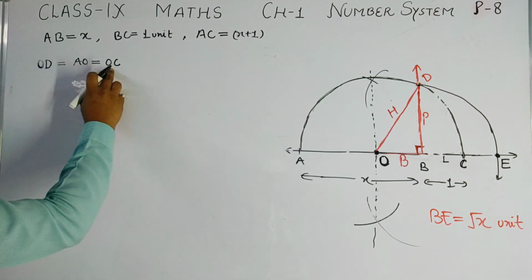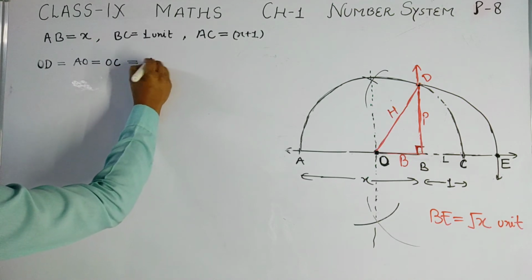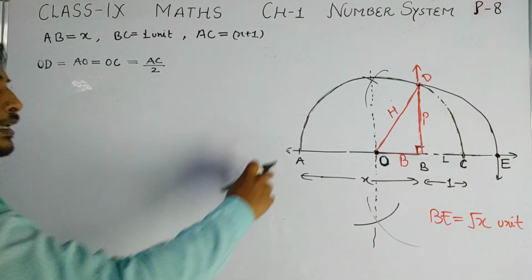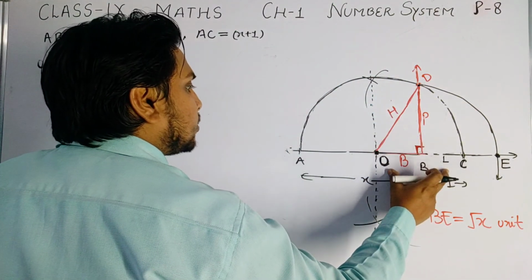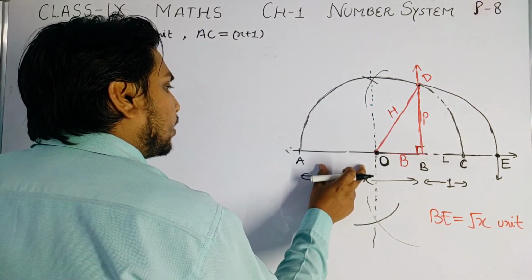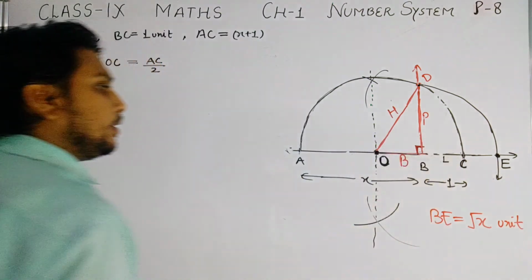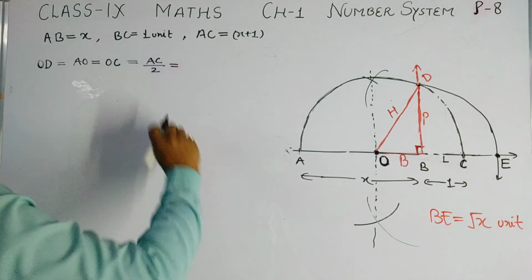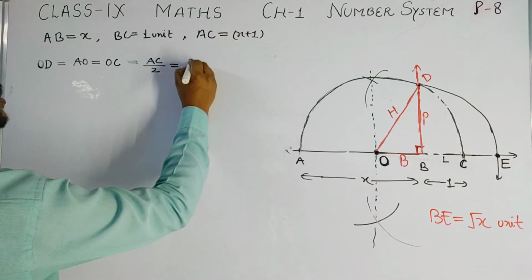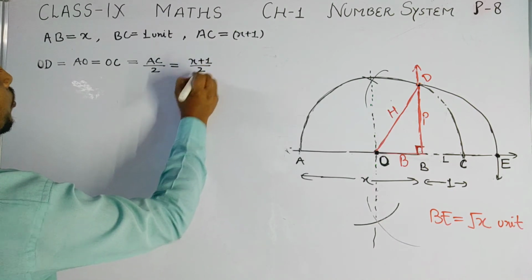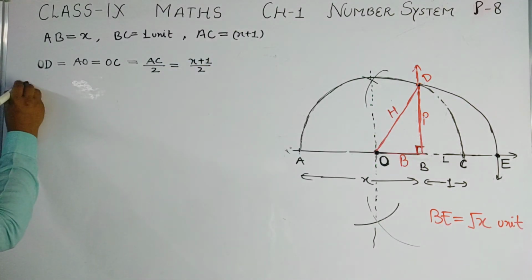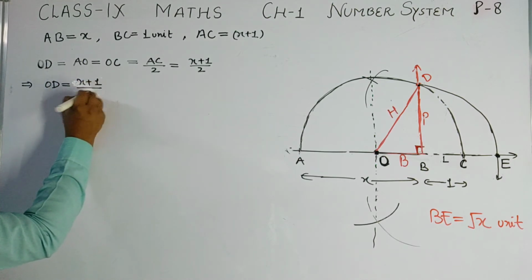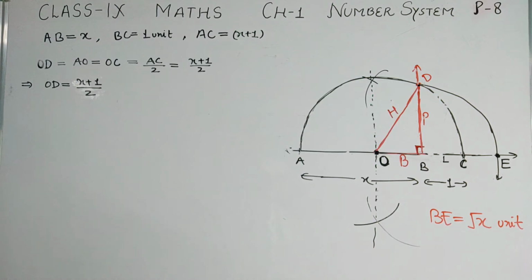So OD, AO or OC, is what? It is half of the distance AC. This is the semicircle, so the radius is OC or OA, and the diameter is AC. AC is x plus 1. So the radius is (x plus 1) by 2. It means that we can directly say that the distance OD is equal to (x plus 1) by 2.